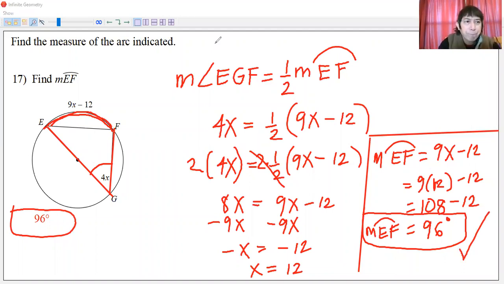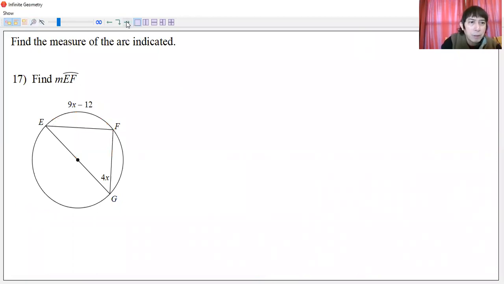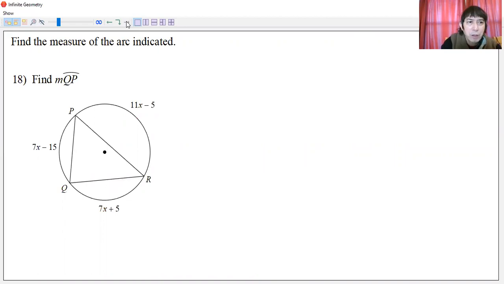All right. Next, number 18. Clear the screen. Number 18 over here. That looks like the last one. So what do we have here? Find the measure of the arc QP. This arc QP must be this arc here. We have 3 arcs here: this arc, this arc, and the unknown arc QP. So we will just go around the circle, add these 3 arcs equals 1 full circle.